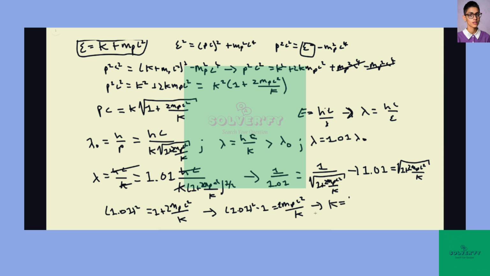So k is equal to 2 mpc squared divided by 1.01 squared minus 1, which now we can plug in the numbers that we have, which is equal to 2 times 9.38 times 10 to the 8th electron volts, or 938 mega electron volts, divided by 0.0201, which gives us an energy, running out of room here, 9.333 times 10 to the 10th electron volts, or 933.3, sorry, not 933.